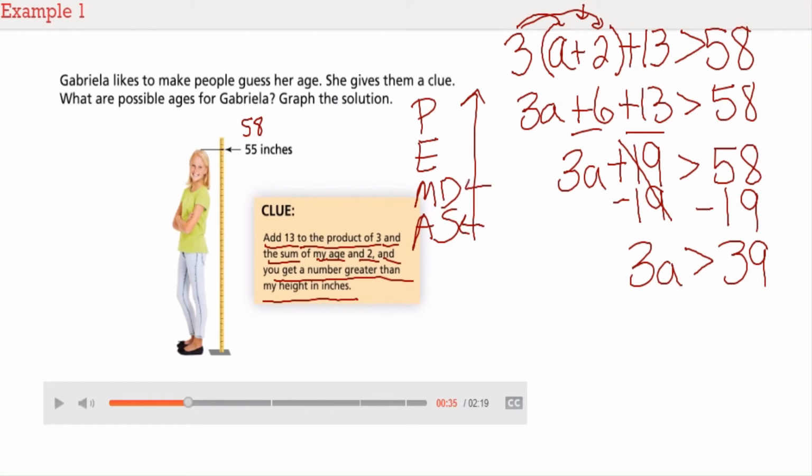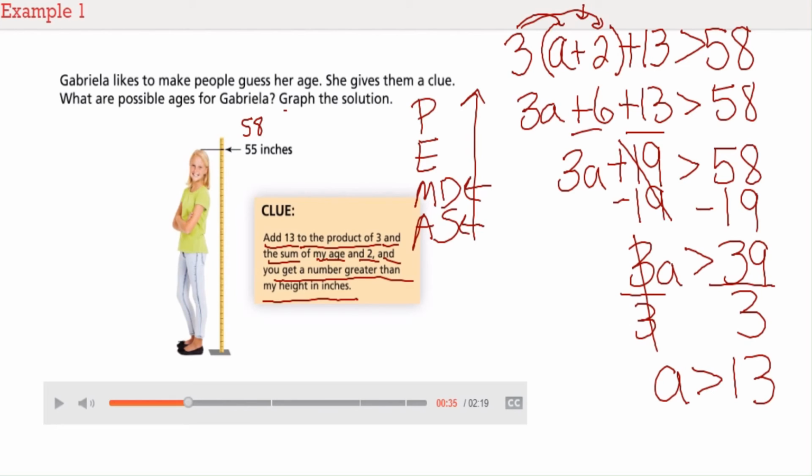Now we have to move to undoing multiplication and division. That A and the 3 is connected through multiplication. The inverse of multiplication is division, so I have to divide by 3 on both sides of the inequality. Now I'm left with A is greater than, now 3 goes into 3 one time, 3 goes into 9 3 times, so that means my final answer is A is greater than 13.